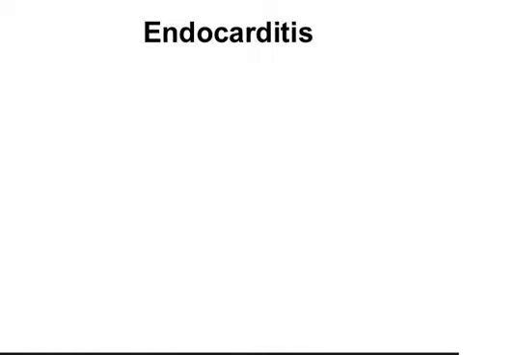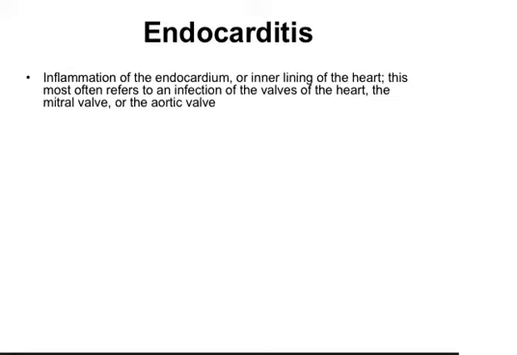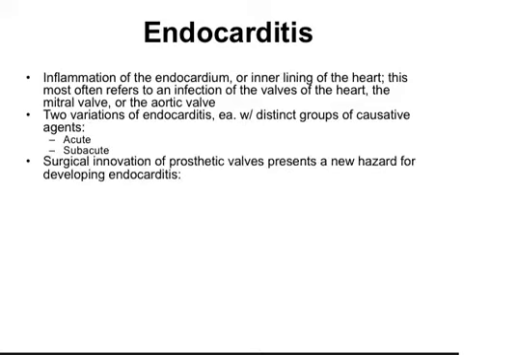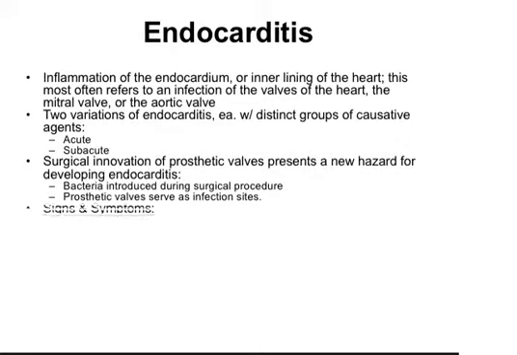Okay, so we pick up here with a discussion of endocarditis, which is an inflammation of the endocardium, and this can come about as a result of infection of the valves of the heart, the mitral valve, the aortic valve, as well as the inner lining of the heart. Two variations have distinct groups of causative agents. There's acute and subacute. Surgical innovation of prosthetic valves presents a hazard for endocarditis because bacteria can be introduced during surgery and the valves serve as infection sites.